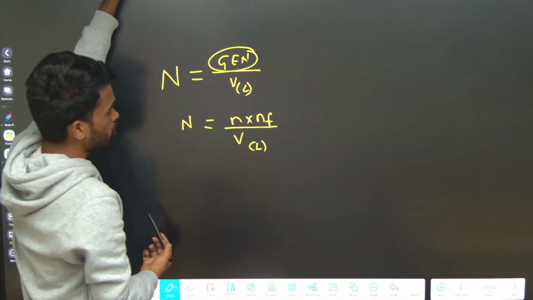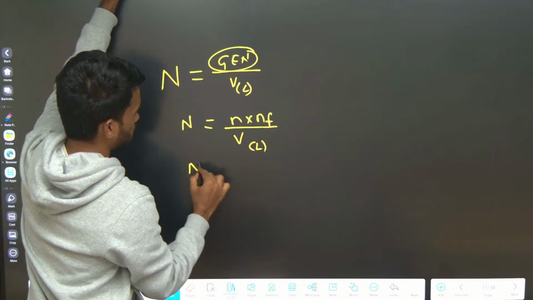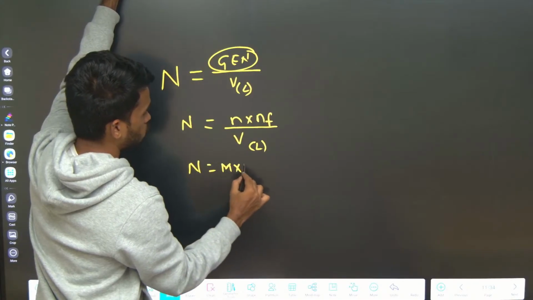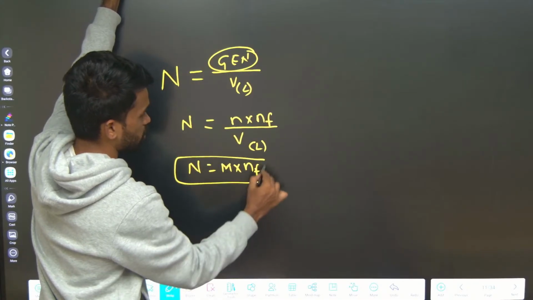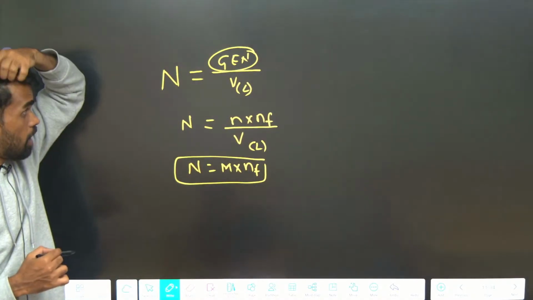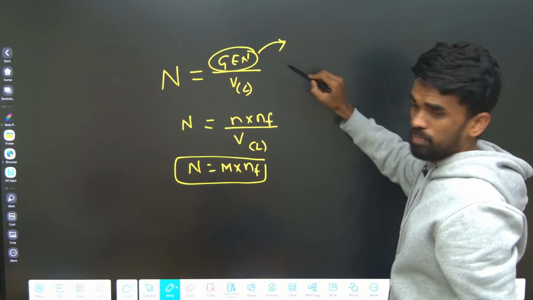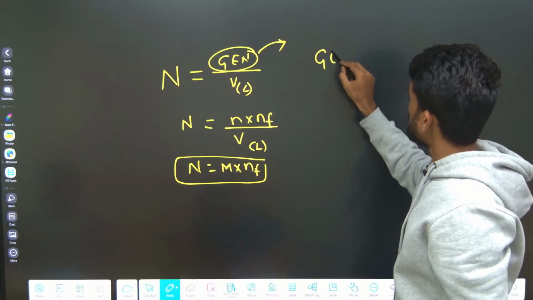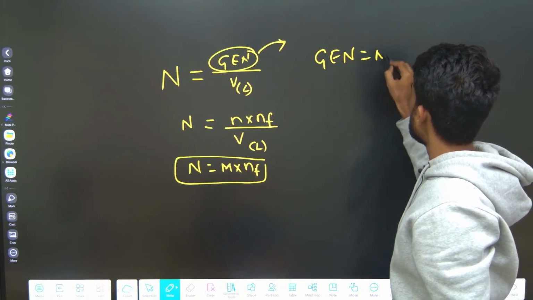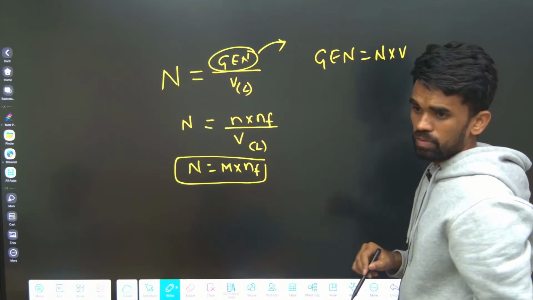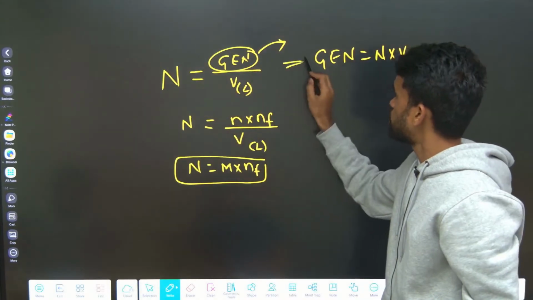Okay, so now N by V means what? Again we can also write molarity into N factor. Or if I want, given weight by atomic weight into N factor by V. So number of gram equivalents I can also write as N into V, normality into volume, from here, right?